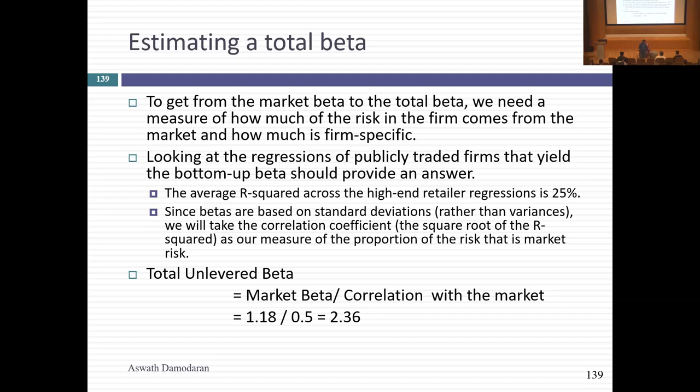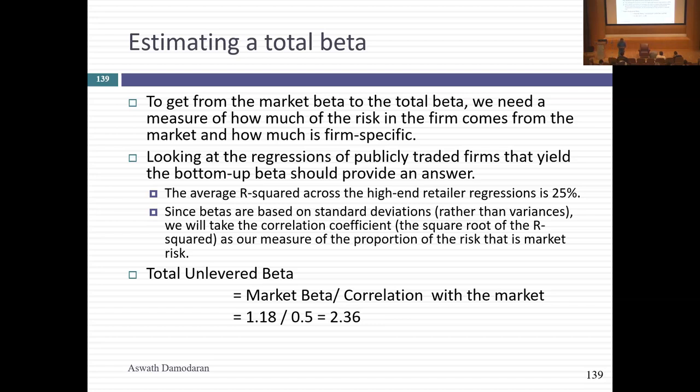It's obviously going to be the correlation coefficient, which is the R. So here, what I'm going to do is take the correlation coefficient, which is 0.5, and play a little algebra again. The 1.18 that I computed was a market beta. It captured the market risk in the company. And if I were diversified, I'd stop there.